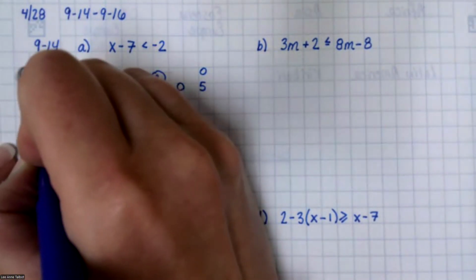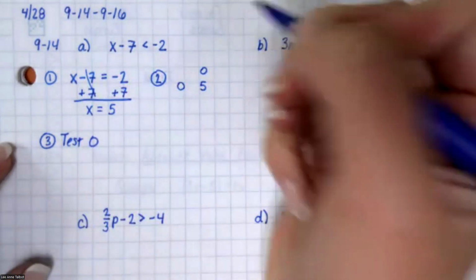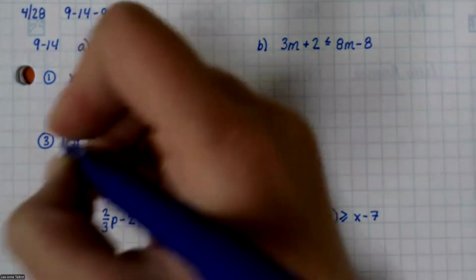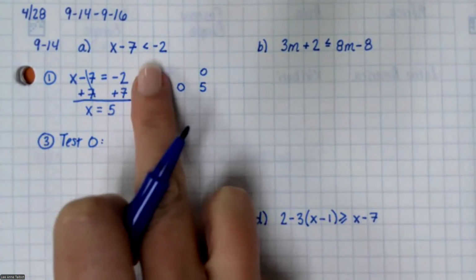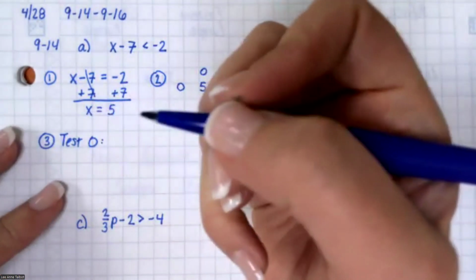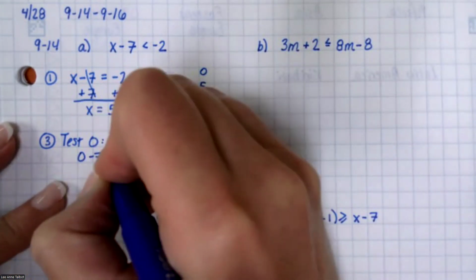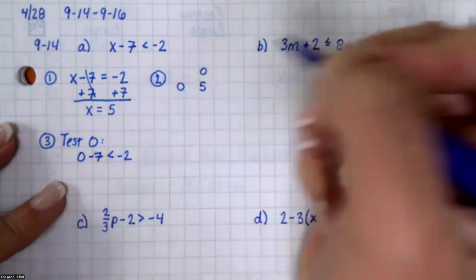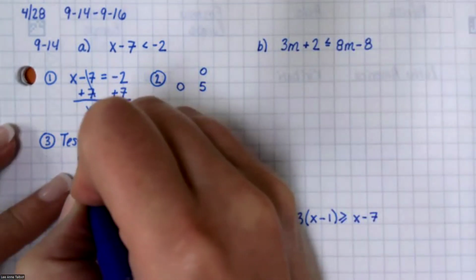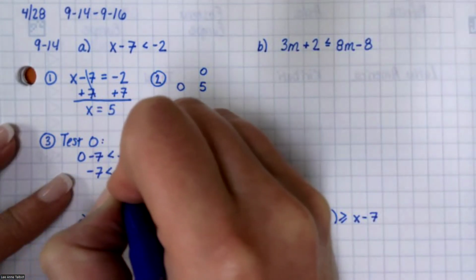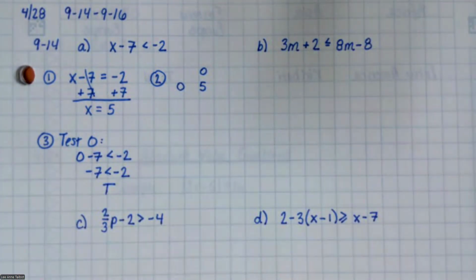Okay, step 3 is to test 0. And what I mean by testing 0 is I plug 0 into the very original problem and see if I get true or false. 0 minus 7 is less than -2. -7 is less than -2. That's a true statement.